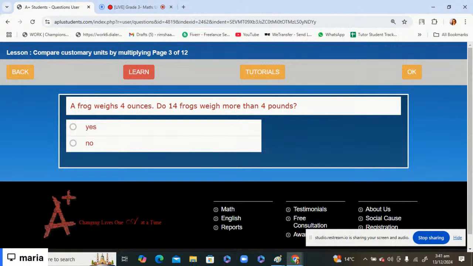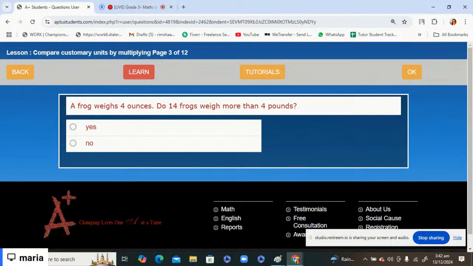Okay, so let's read this question. A frog weighed. Here the question is saying that a frog weighs 4 ounces. Do 14 frogs weigh more than the 4 pounds? So you are going to check. Basically the 4 ounces weight is given. So do the 14 frogs weigh more than the 4 pounds?